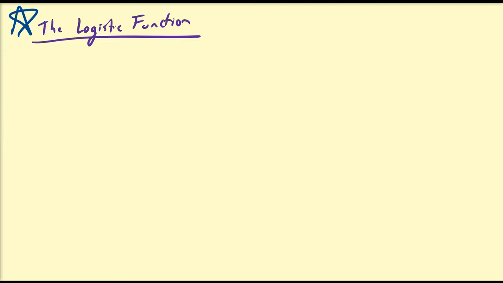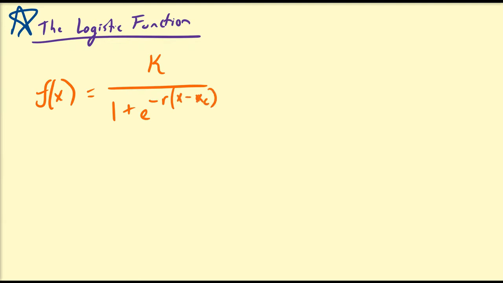So the logistic function is given by the form f of x is equal to k divided by 1 plus e to the power minus r times x minus x sub c. We're going to talk about each of these components, what k, r, and xc means, and also how to interpret this function overall and use it.